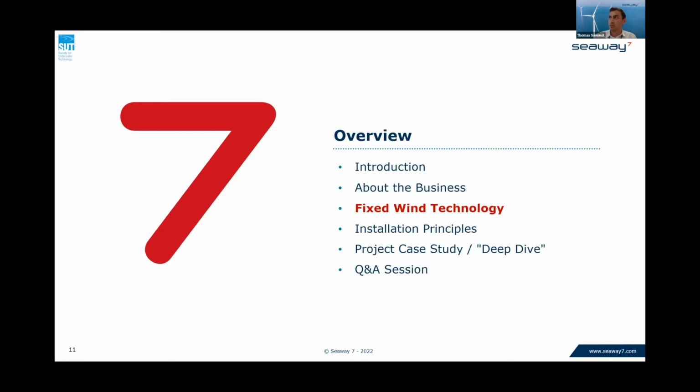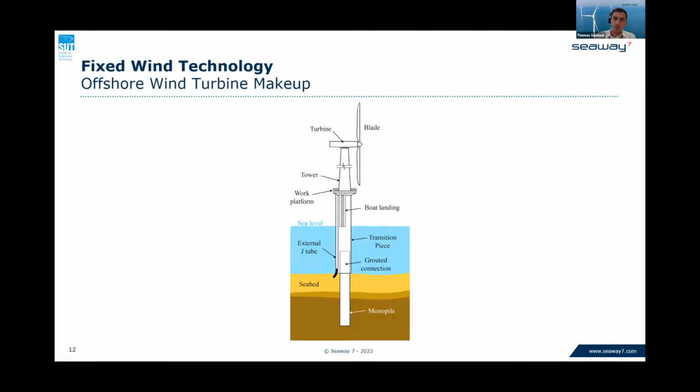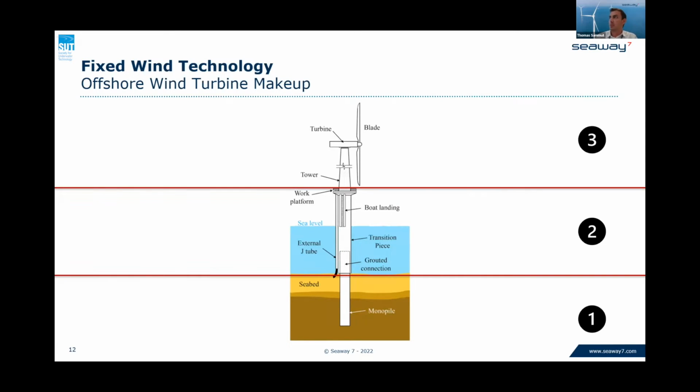Moving on now to fixed wind technology. Simplistically, your offshore wind farm may or may not look like this. You can split it into 3 main parts, looking from the bottom up. You've got something in the ground. In this case, it's a monopile. You could also have a jacket or even a pin pile connected via jacket into a jacket.